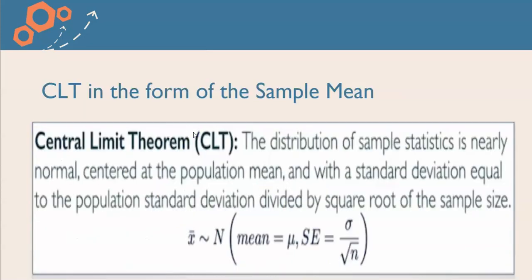Now, first, let's tone it down a little bit. Let's restate the CLT in the form of the sample mean. It basically says the distribution of the sample statistic, or sample mean, is nearly normal, centered at the population mean, and with standard deviation equal to the population standard deviation divided by the square root of the sample size. Underneath there is the notation to represent the statement.